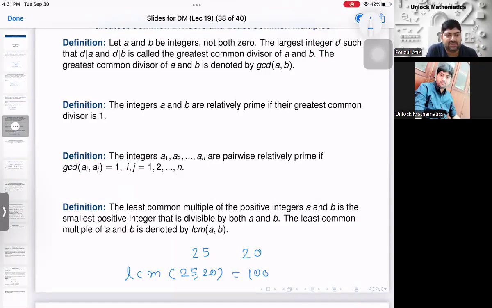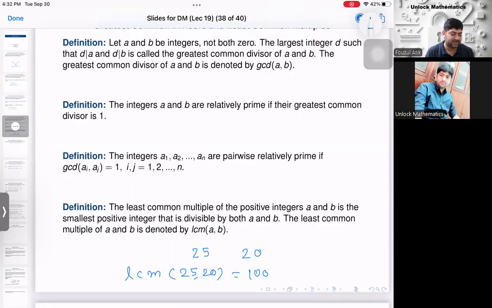Now these things we have learned from our childhood level. Correct? Now in this lecture, what we learn new is some formulas. Using the prime factorization we have learned before, we will take the help of it and try to find the GCD and LCM for some numbers in a very formal way.